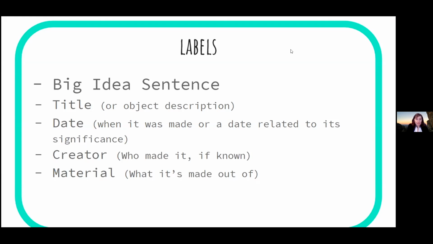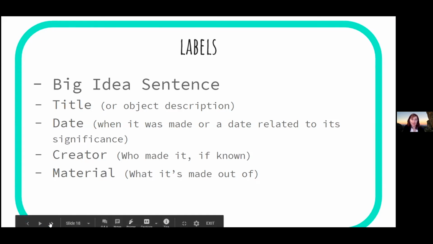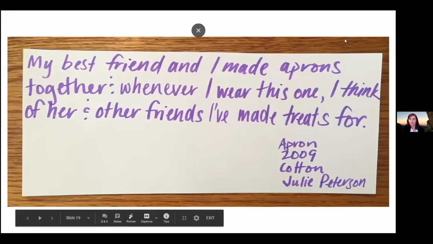So that is an example of all the different kinds of information you put into a label. And when you write the big idea sentence, that's an actual sentence, like a proper sentence. But the title, date, creator, and material can just be one or two words. It does not have to be a full sentence. So I'm going to show you now an example of the label that I made for my apron that has exactly what Kimberly is talking about, so that you can use it when you're making your labels.